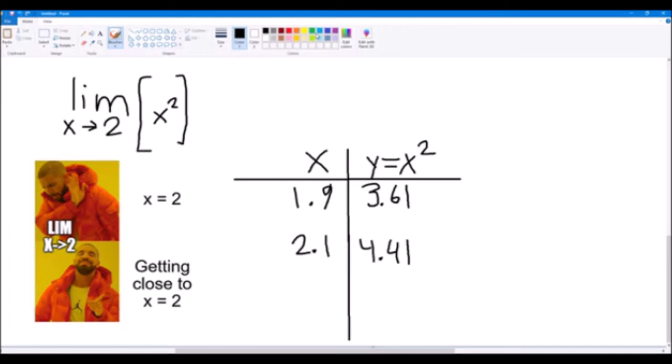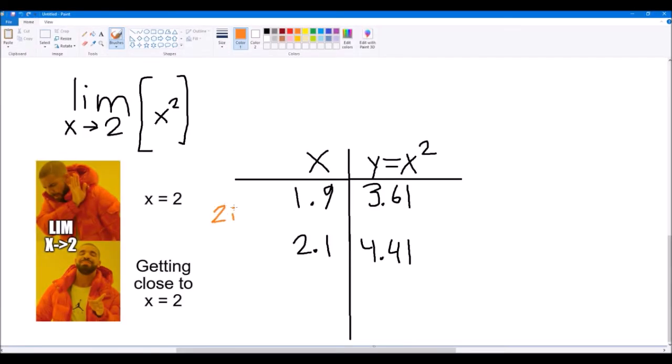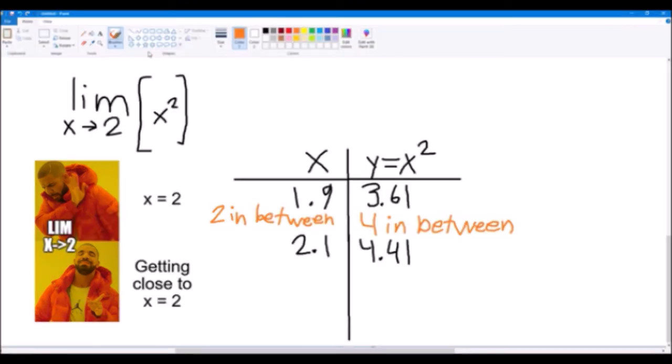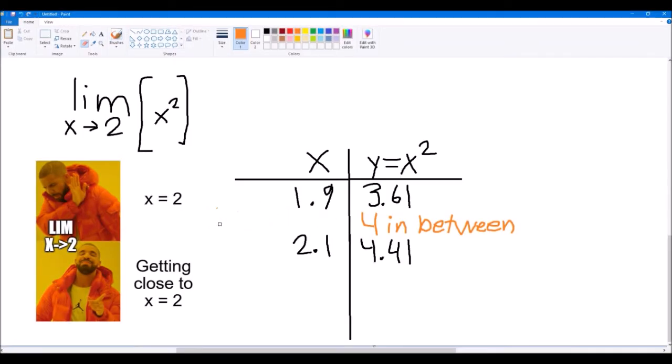This is not exactly a good estimate, but we can narrow down this search by using the idea that since 2 is between 1.9 and 2.1, the resulting y value is going to be between 3.61 and 4.41. This, by the way, is called the Squeeze Theorem. So let's try two other x values near 2.